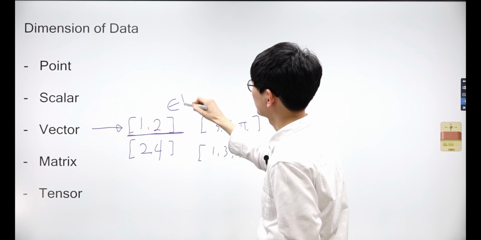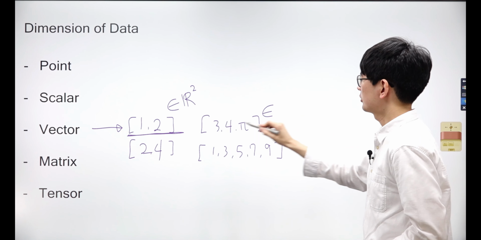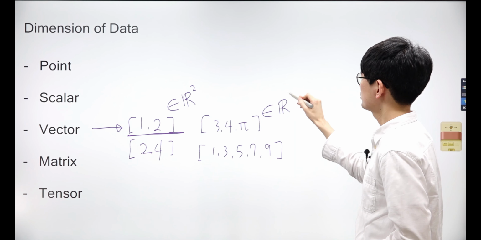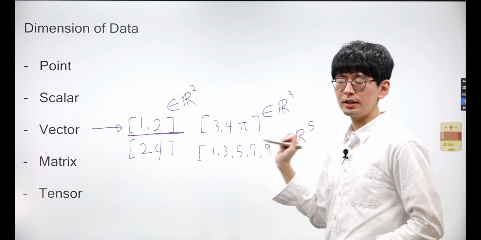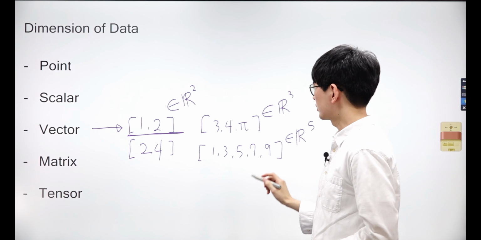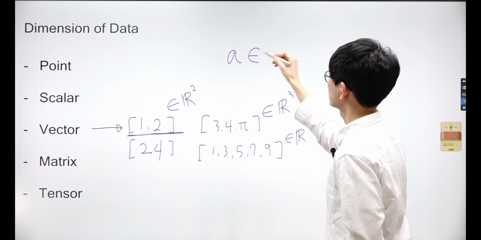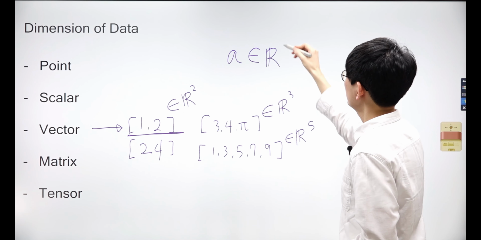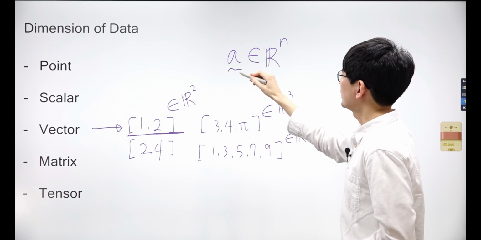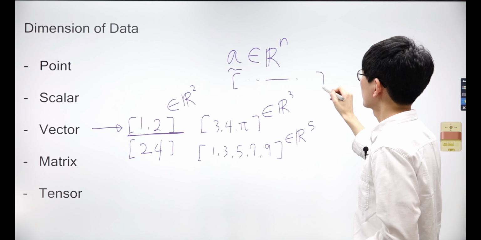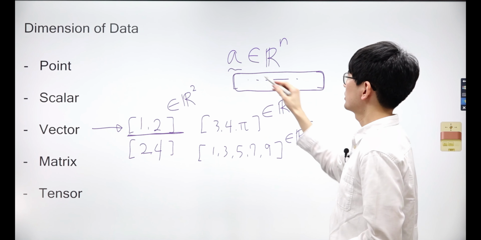So this one has 2 numbers, right? Since there are 2 real numbers, this vector is a collection of 2 real numbers. This one is a collection of 3, and this one is a collection of 5 real numbers. So if a vector is an element of R to the power of n, it means that inside the vector, there are n real scalars or n real numbers. That's the correct way to understand it. So the basic representation of the vector looks like this.